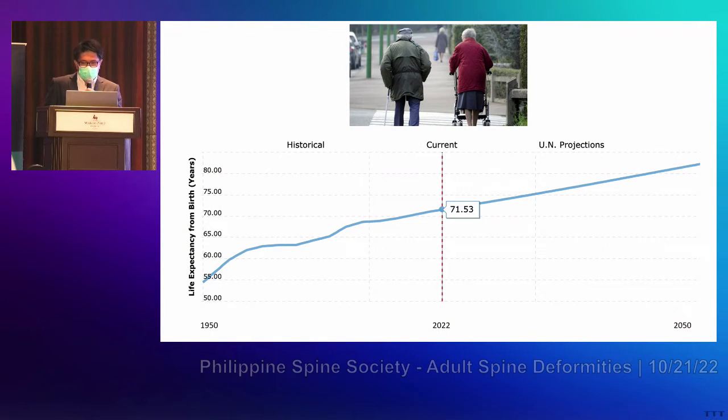Life expectancy in the Philippines is steadily increasing, from 55 years old in the 1950s to 71.5 this year. And it is still projected to increase in the future. With the aging population, adult spinal deformity is also projected to rise. And one particular aspect is primary degenerative sagittal imbalance, which has a great impact on health-related quality of life.